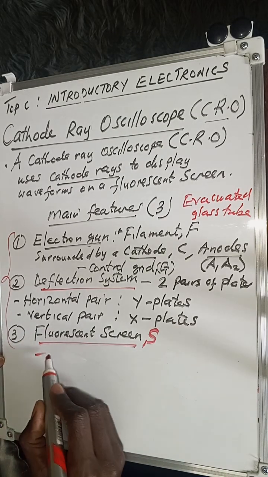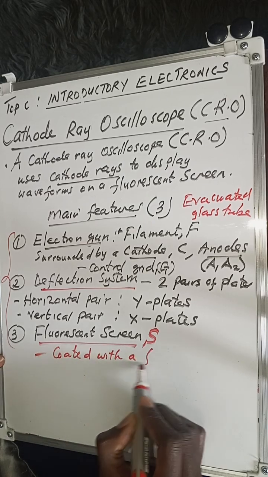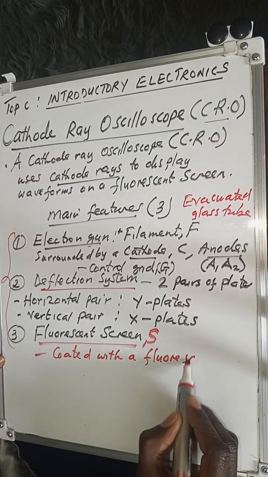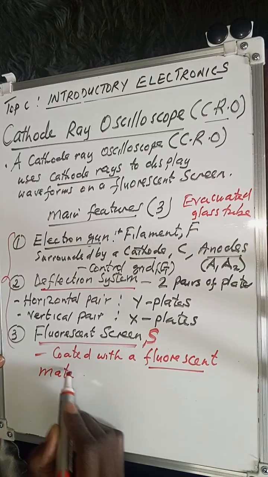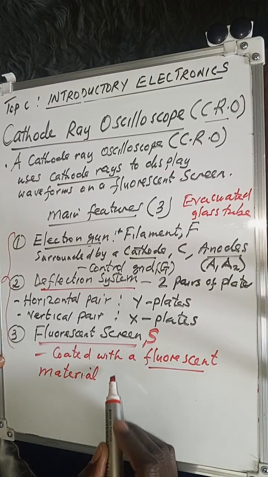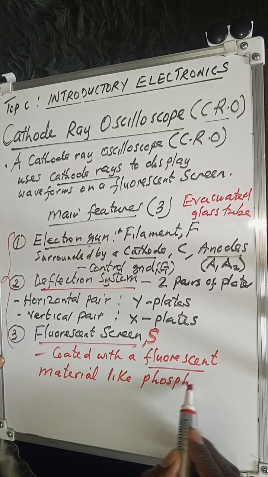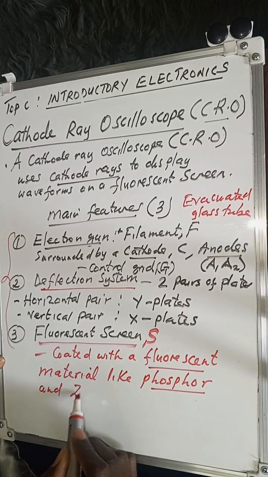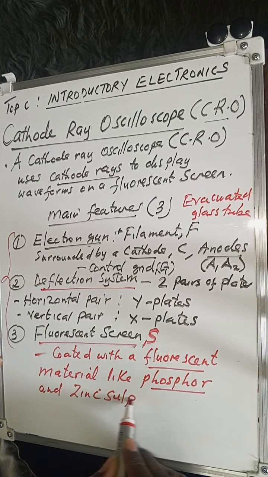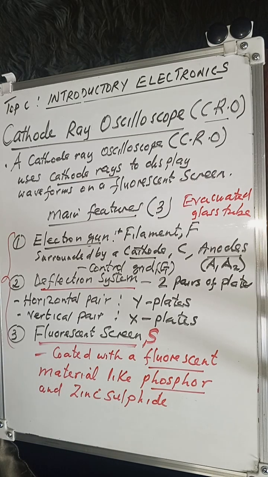Now this fluorescent screen is actually coated with a fluorescent material, or fluorescent paint if you want. Like I said in my previous video, they can use things like phosphor, and sometimes they can also use zinc sulfide. So those are some of the materials that can actually be used.